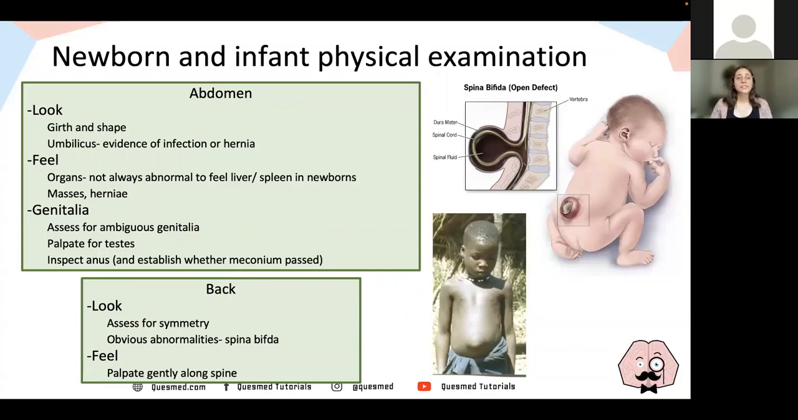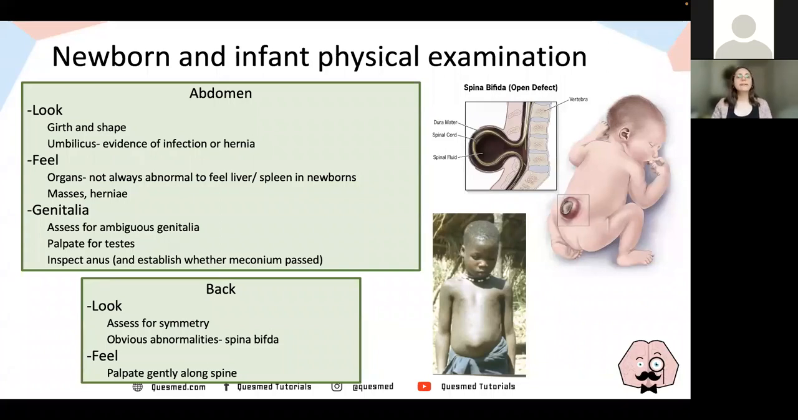Very important at this stage to look at genitalia. This is a good time to assess for any ambiguous genitalia and palpate testes to make sure they're both there, and inspect the anus to have a look if it's patent. That's the main thing you're checking, and whether there's meconium. There might be some there, it might have already passed, but that's probably part of your history as well, to just ask mum if that's happened.